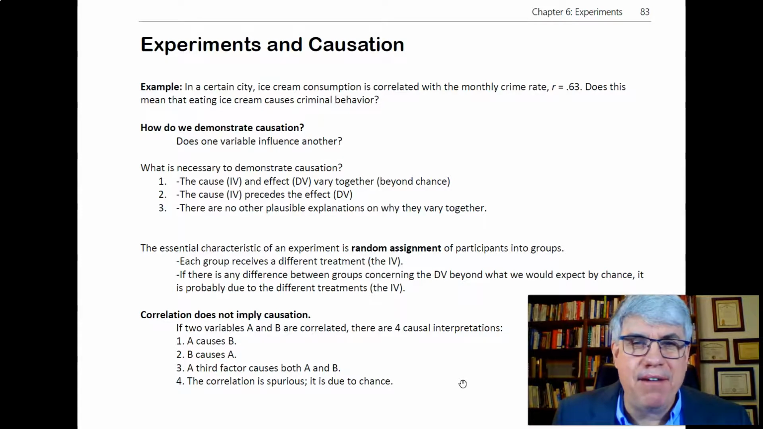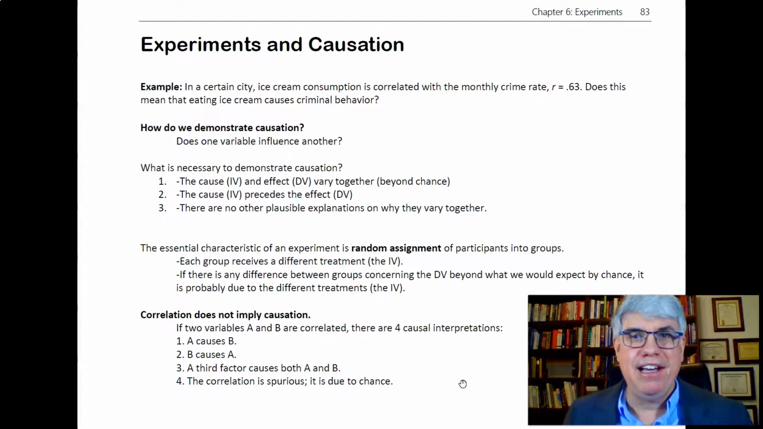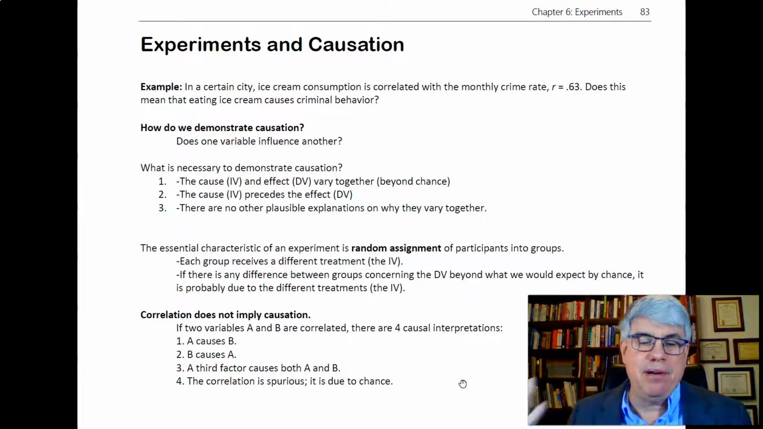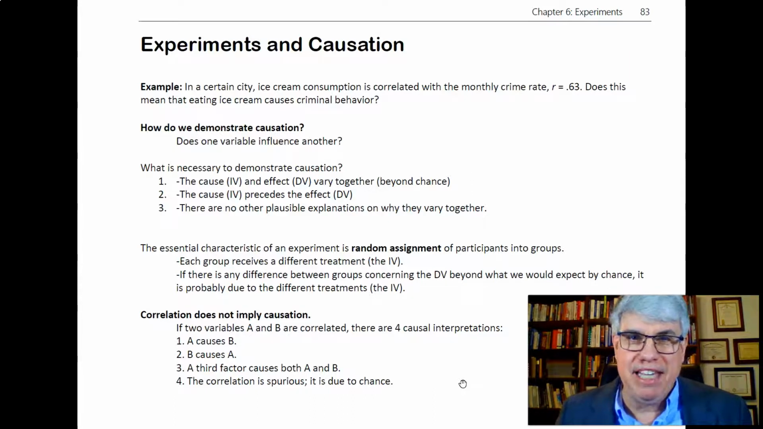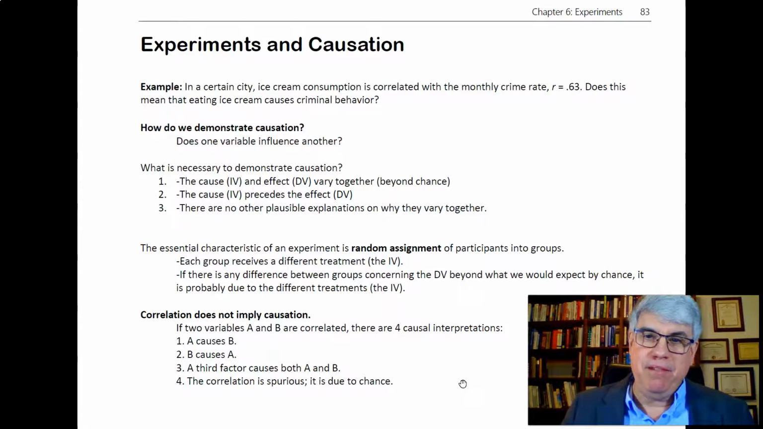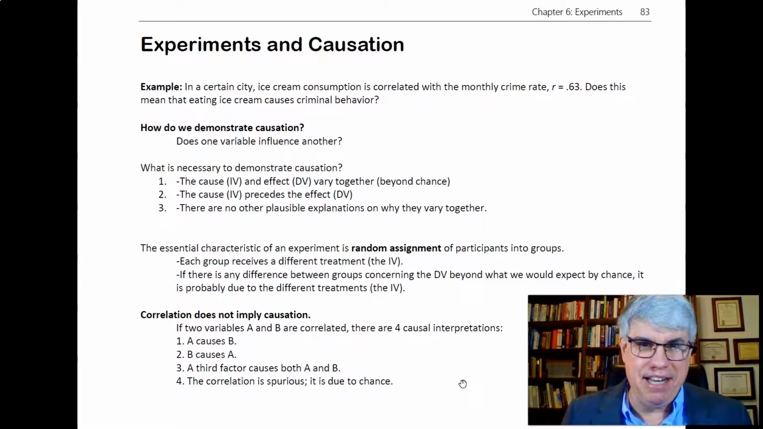I don't think so. That wouldn't make any sense. How would eating ice cream cause criminal behavior? You might be able to think of some reason for this. Maybe people that eat a lot of ice cream get brain freeze and start acting crazy or something. That's not very credible. You could go out and get data to see if brain freeze perhaps is the cause of this, but it just doesn't make sense.